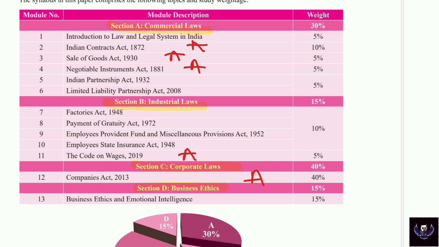Then let's go for B category: Indian Partnership Act, LLP, and all the other industrial laws will go in B category. Then if we go for C category, Introduction to Law and Legal System and Business Ethics go in C category. I'll let you know what the bifurcation is.